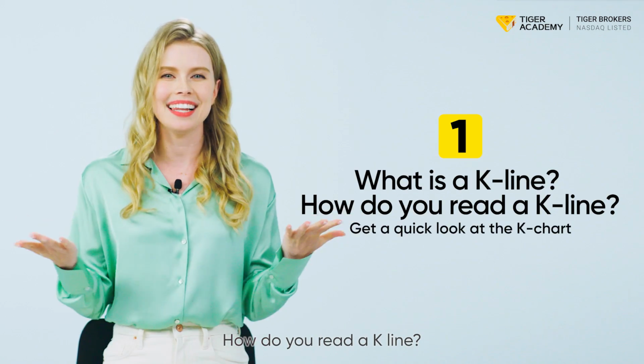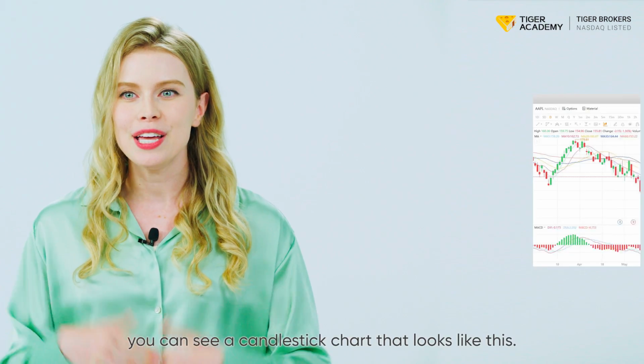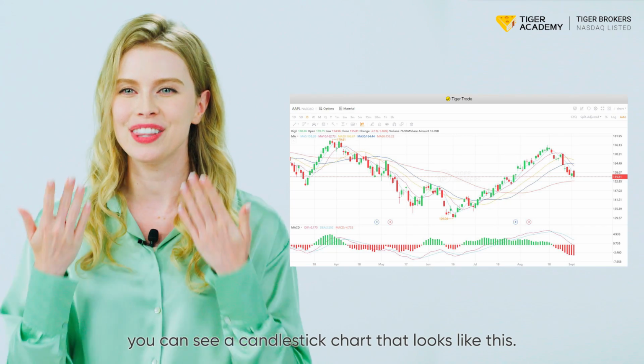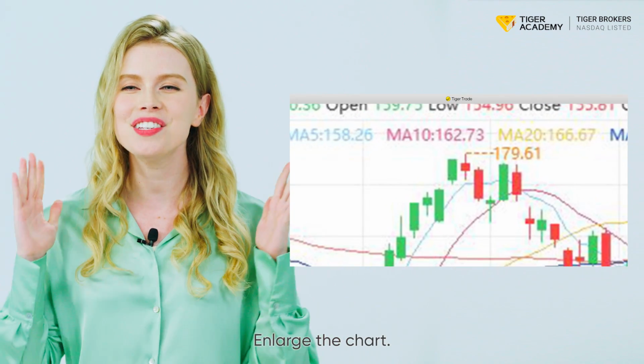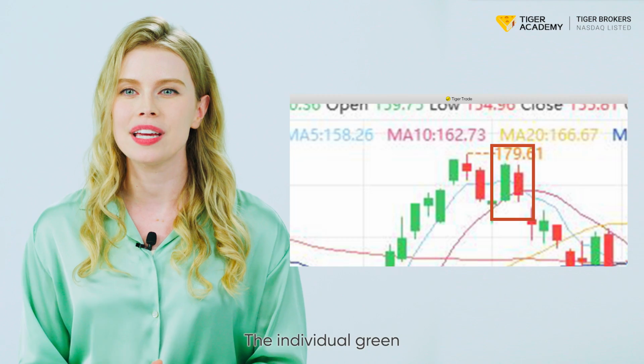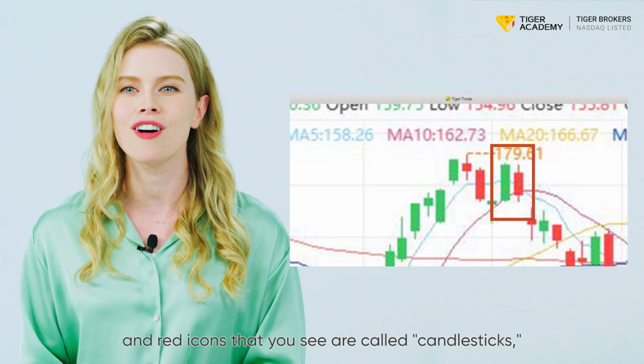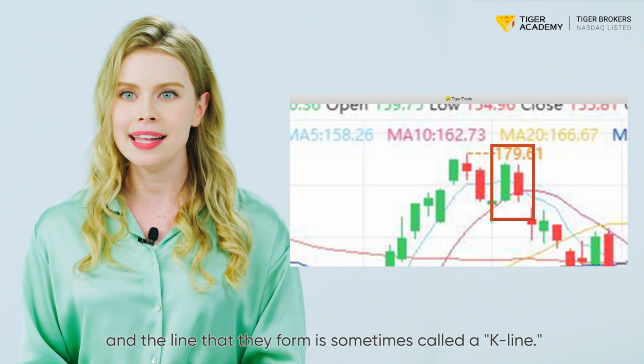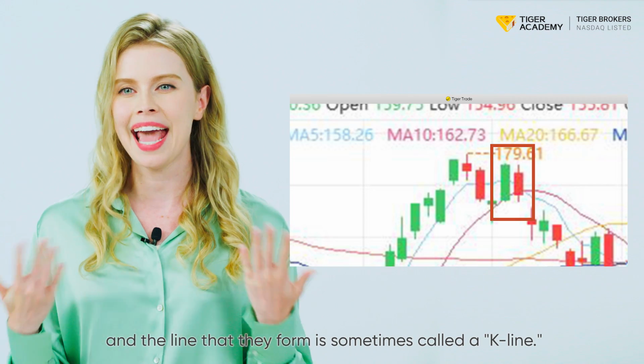How do you read a K-line? On the Tiger Trade app, you can see a candlestick chart that looks like this. Enlarge the chart. The individual green and red icons that you see are called candlesticks, and the line that they form is sometimes called a K-line.